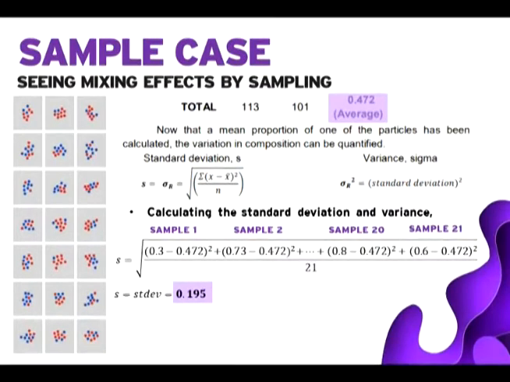Next, to calculate the variance, it is simply the square of the standard deviation, which is equal to 0.0382. If these samples were to be sold as our product, then the variance between the products would be an important measure of the difference in quality of our product.